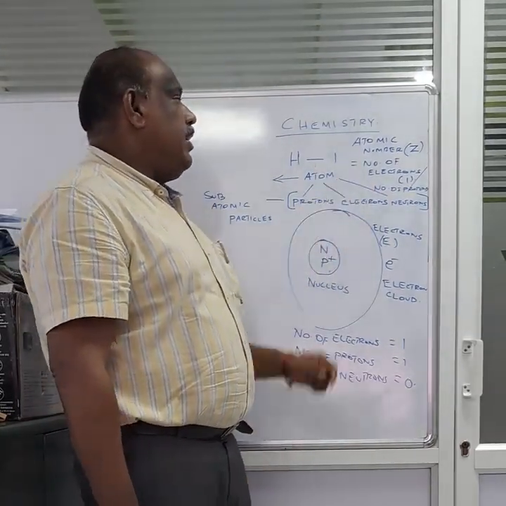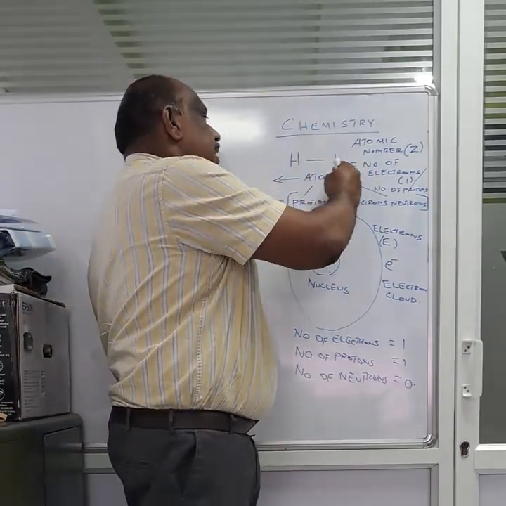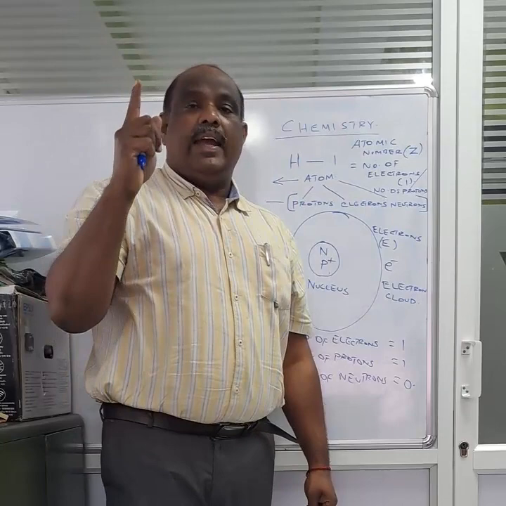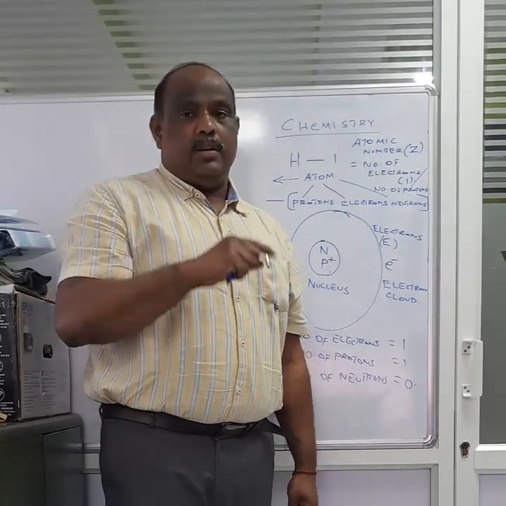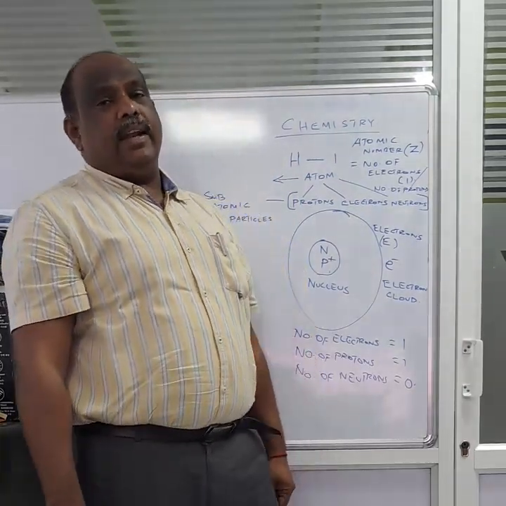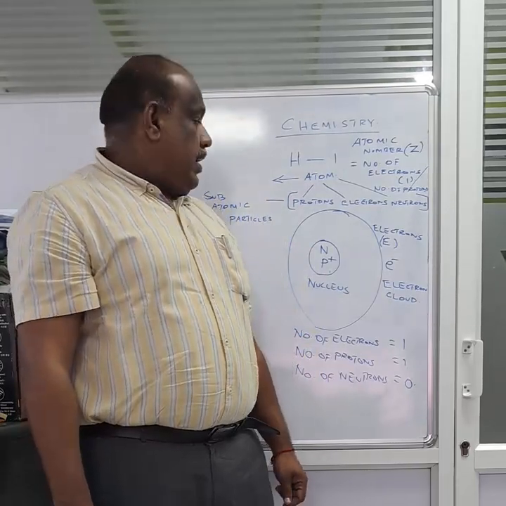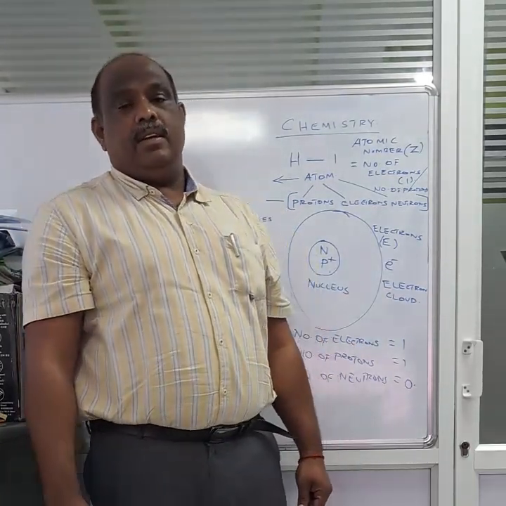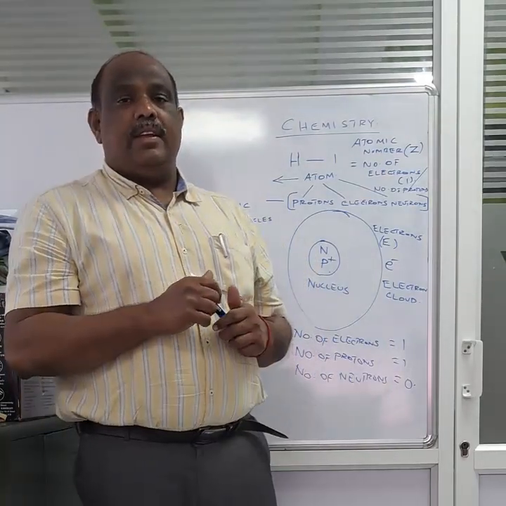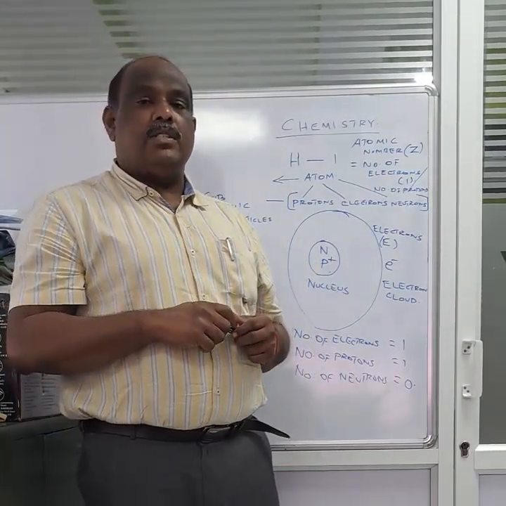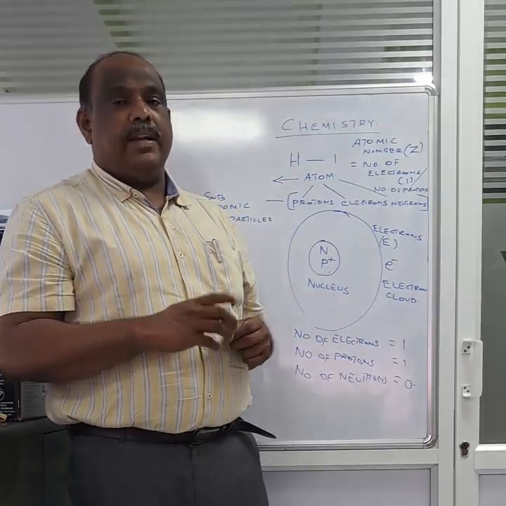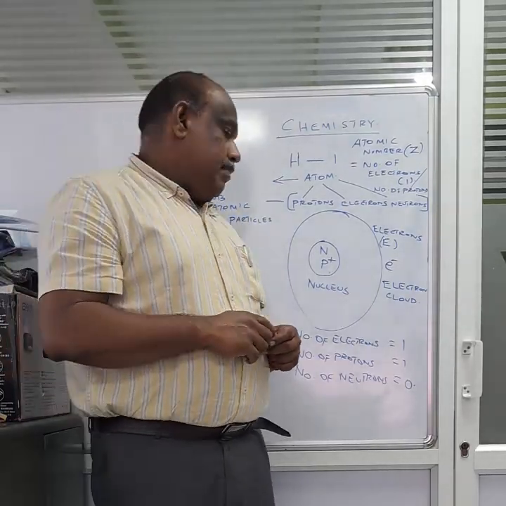Okay, so we know what is meant by atomic number. Whenever I say the atomic number of hydrogen is 1, your mind should tell you it has 1 electron and 1 proton. For example, when I say the atomic number of sodium is 11, what should strike your mind? Sodium has 11 electrons and 11 protons. That is the basic of your atomic number.